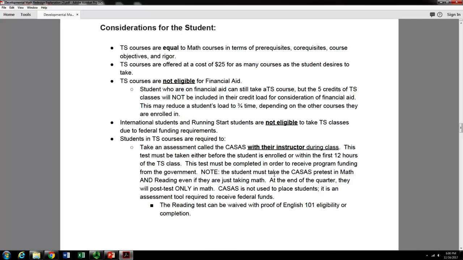so do not worry about that. Also, you may have heard in the past that we had this orientation that a student has to go to. That no longer is the case either. We want to make this process as easy as possible for all of our students. So if they have that AccuPlacer test, that's good enough. They do not have to sign up for an orientation.